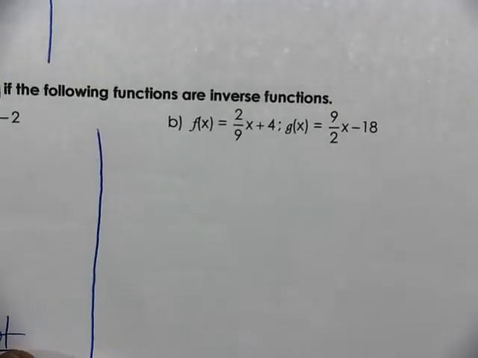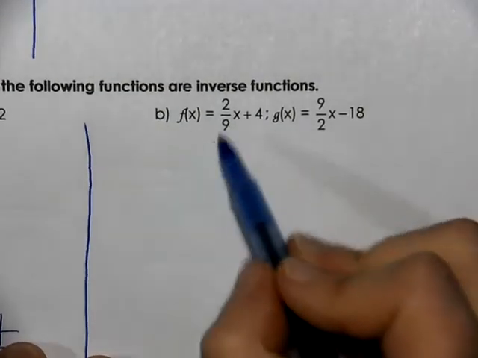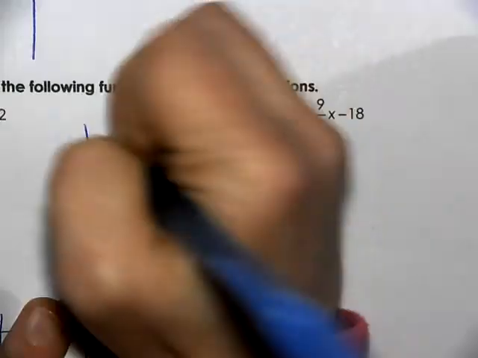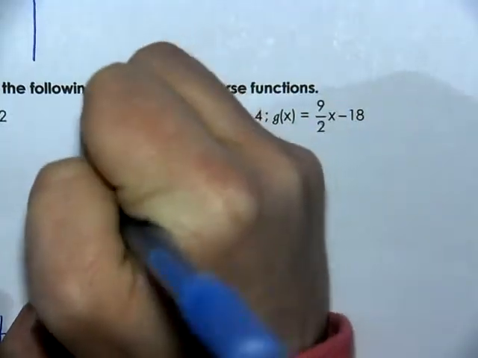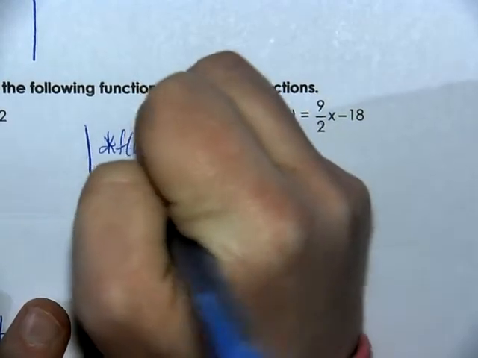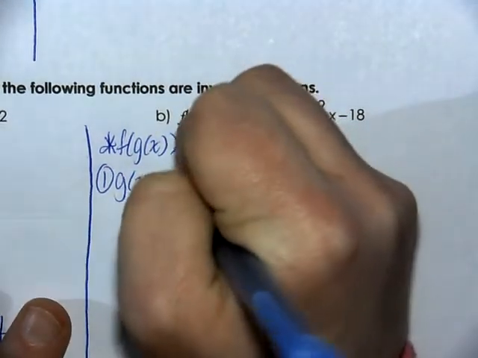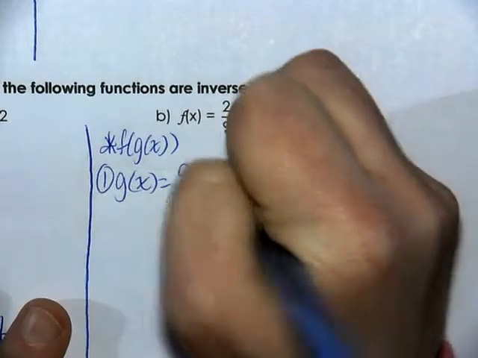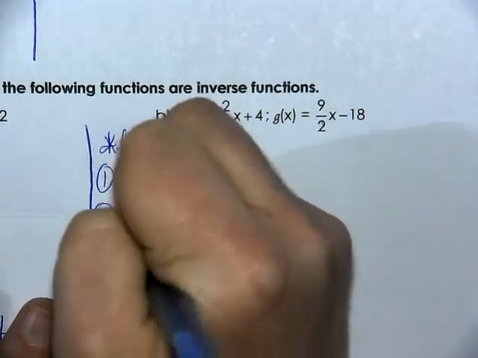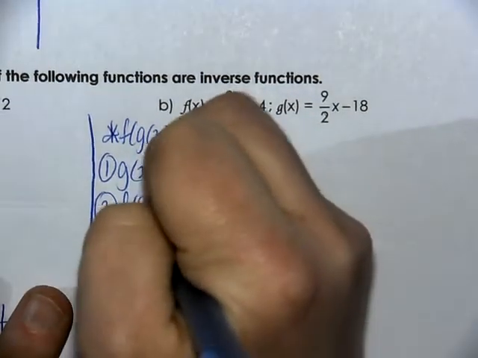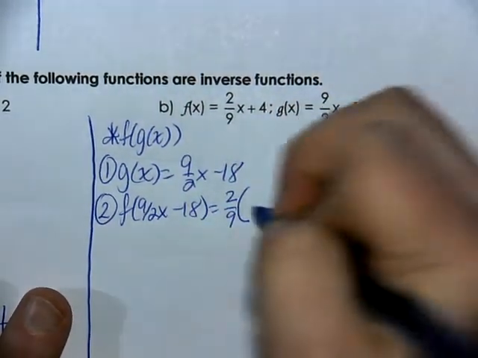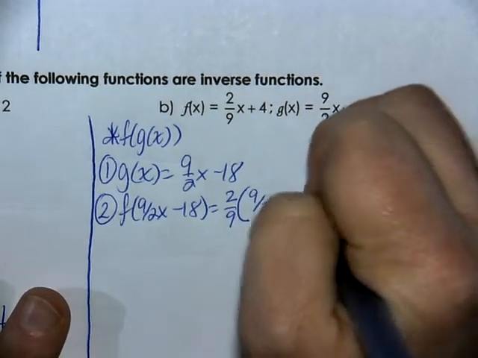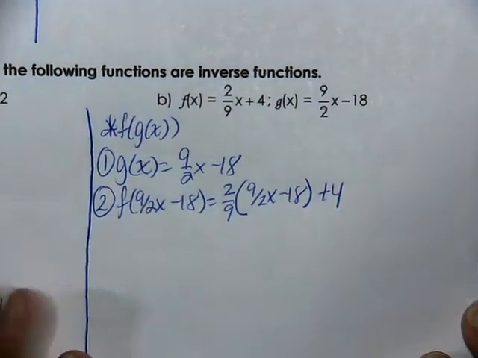Let's go ahead and look at letter B. For letter B, we have f of x and g of x. So I'm going to try my first one of f of g of x. And I'm going to start with g of x. So g of x is equal to, this one is 9/2 x minus 18. And I'm going to substitute this into my f function. So f of (9/2 x minus 18) is equal to 2/9 times (9/2 x minus 18) plus 4.